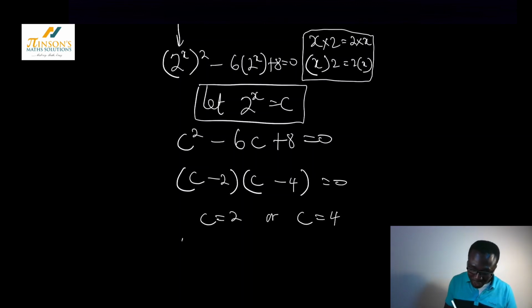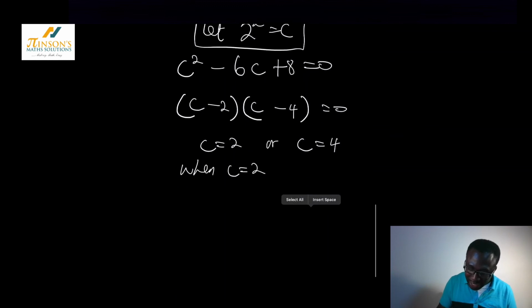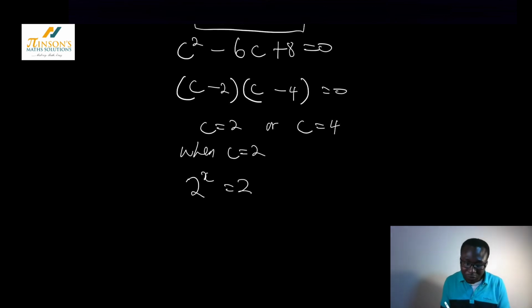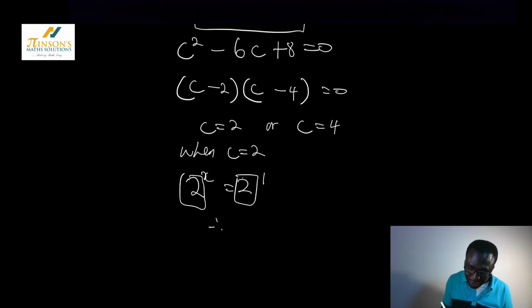So I'll say when C equals 2, basically I am saying that my 2 to the power X is 2. So like we saw from before, the bases are the same. So what must the power be? 2 is the same as 2 to the power of 1. So that means X is 1. So that's the first solution I've got when C equals 2.